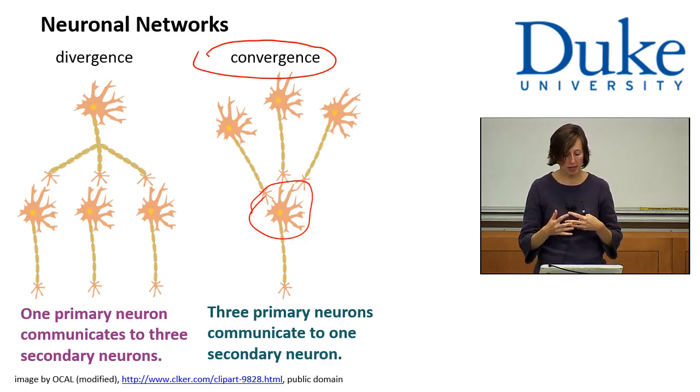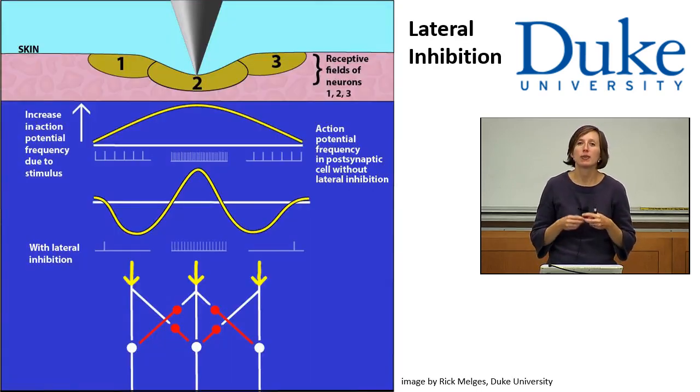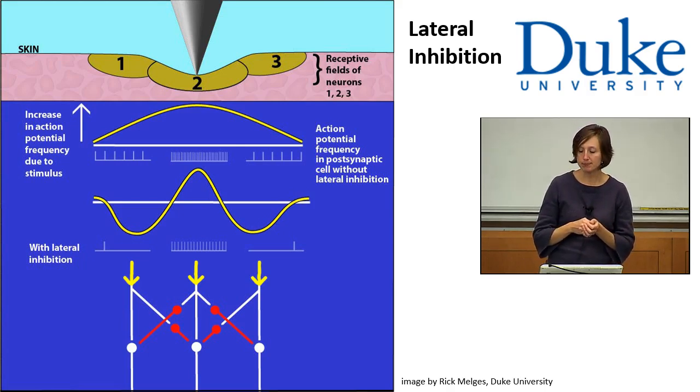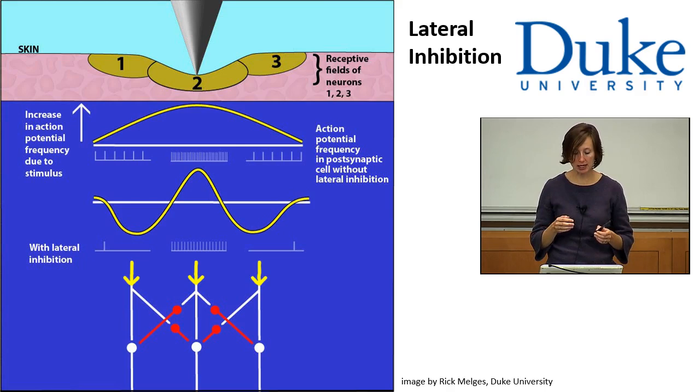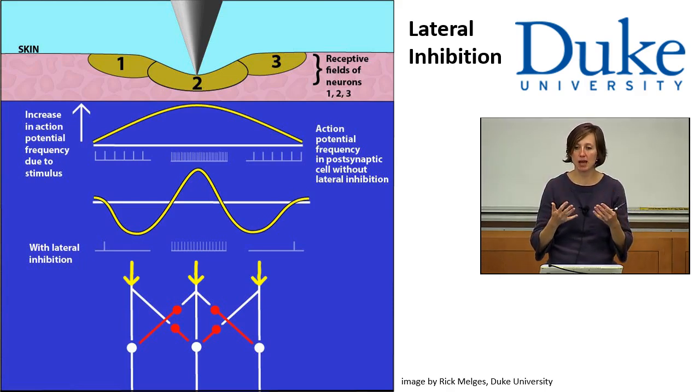So we'll be talking about these more further in the course, but just to give you an idea of the power of these neuronal networks and of these inhibitory and excitatory synapses, we're going to talk a little bit about lateral inhibition, which is this idea of neurons inhibiting their neighbors and what that can allow us to do when we're trying to perceive what's happening, in this case when something like a pencil is touching our skin.